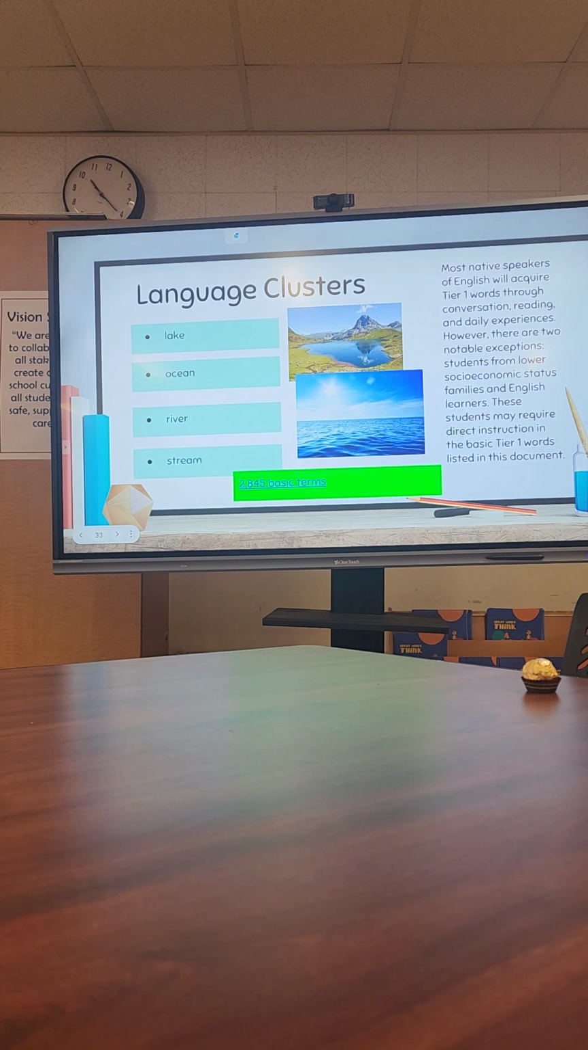Most native speakers of English will acquire Tier 1 words through conversation, reading, and daily experiences. However, there are 2 notable exceptions: students from lower socioeconomic status families and English learners. These students may require direct instruction in the basic Tier 1 words listed in this document.